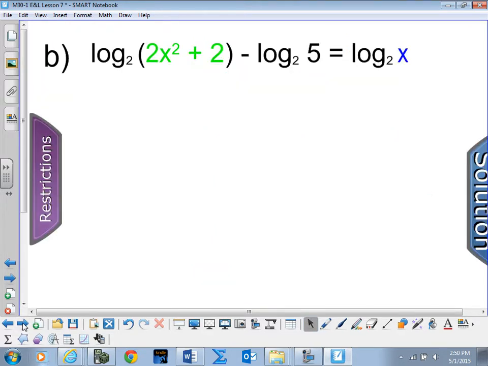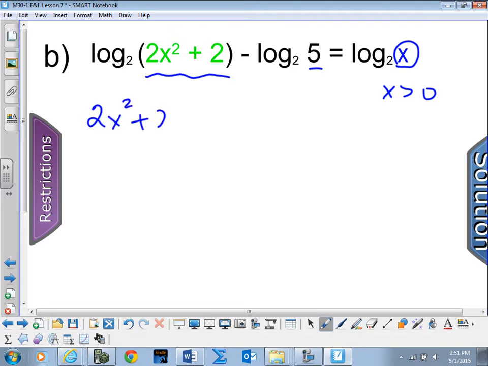All right, look at this. Whoa, what is the restriction here? This looks kind of complicated. The restriction on this variable is greater than 0. 5 is not a variable, so no restriction on that log. But now we have 2x squared plus 2. So let's see what we can do with this. 2x squared plus 2.